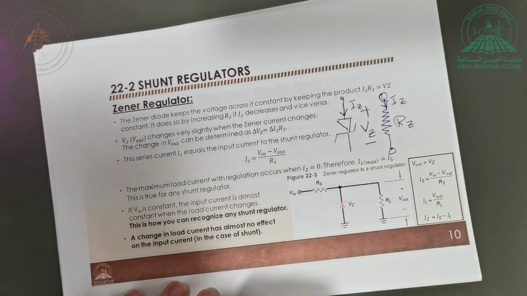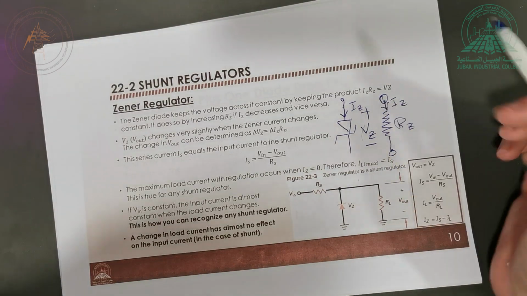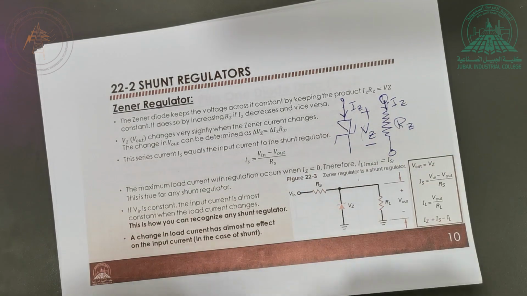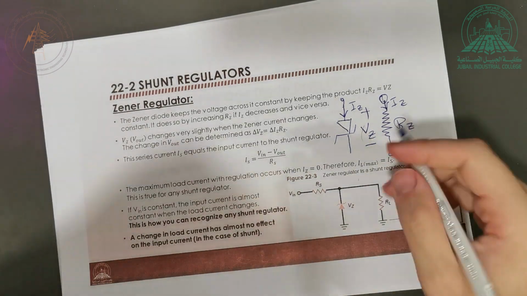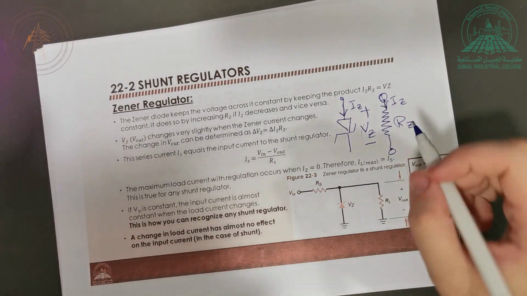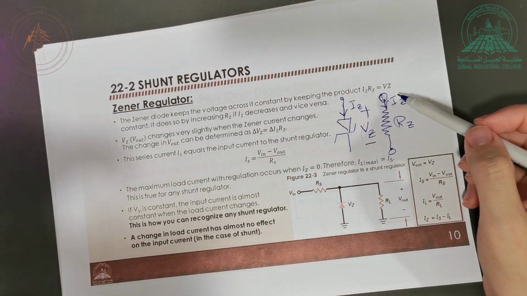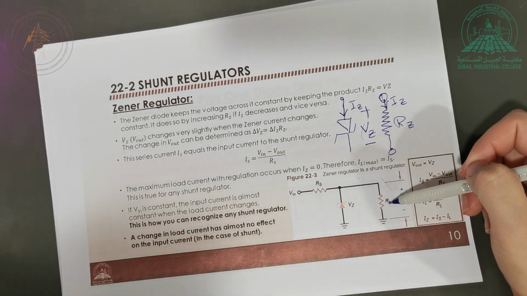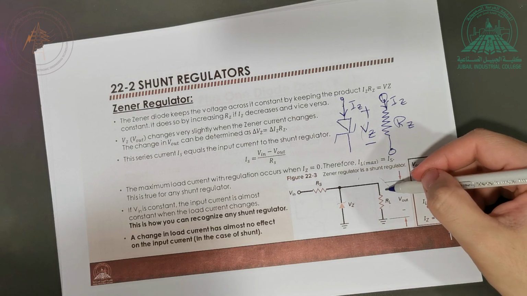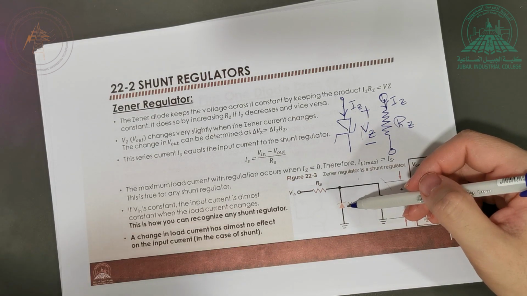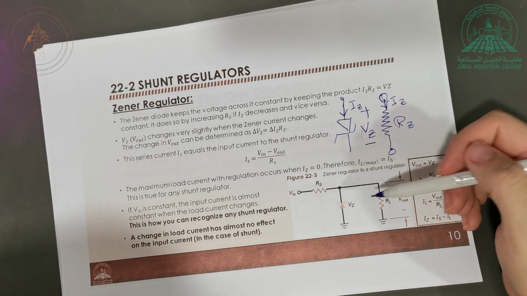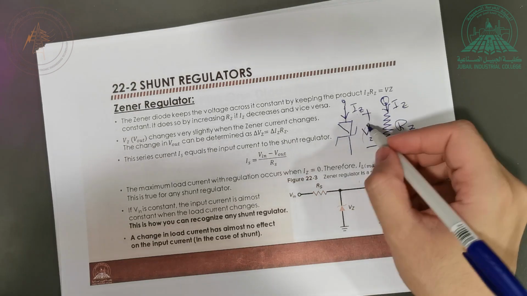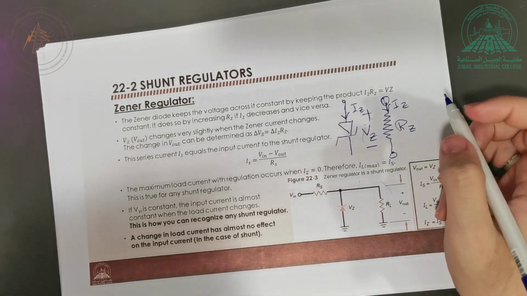So how does the Zener diode keep this VZ constant? Because this is the property of a Zener diode, right? It keeps the VZ, the voltage across it, constant. How does it keep it constant? Remember, what did we say? This IZ is going to change. This load, when it tries to increase, the current tries to increase, the Zener will counter that by decreasing its own current. والعكس صحيح.